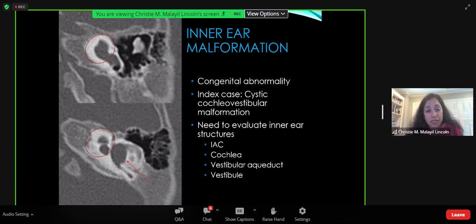So these are congenital abnormalities. In this case, it's a cystic cochleovestibular malformation. You need to evaluate the inner ear structures, as I said. You have to look at the internal auditory canal, make sure it's normal, not atretic or obliterated. You need to make sure that the cochlea has its turns, as I mentioned. And the vestibular aqueduct needs to be normal in size. It's usually measured at its midpoint, about 1.5 millimeters in size. And then the vestibule, make sure that it's not dilated.